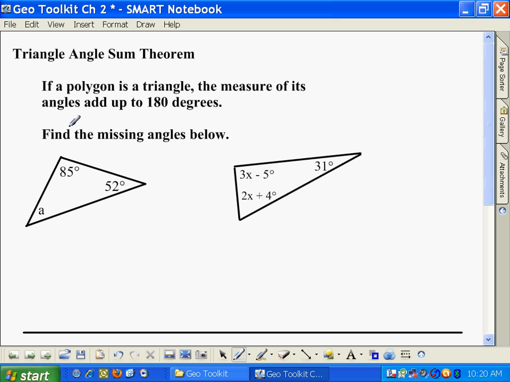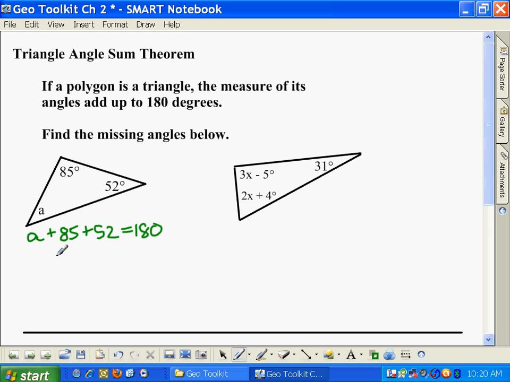So here's a couple of questions, and we'll put this into play. Find the missing angles below. In this first triangle, we have three angles. We know one of them is A, one is 85, one is 52. So we can say that A plus 85 plus 52 equals 180 degrees, because they all add up to be 180 degrees in a triangle.